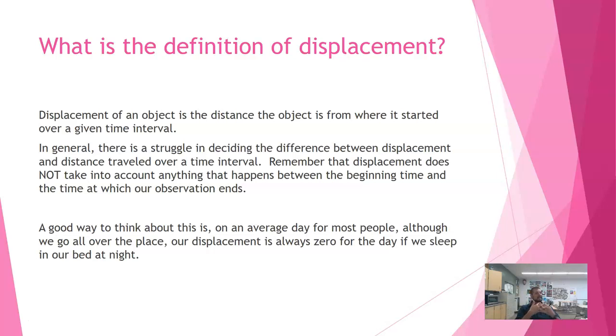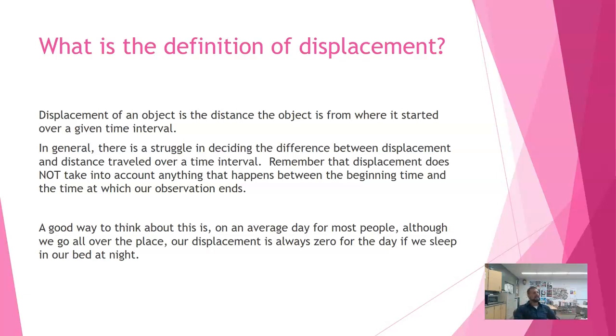Displacement does not take into account anything that happened other than the beginning time or the ending time. Let's say I go on a day trip where I visit the Great Salt Lake, which is about 45 miles away, give or take. I go out and visit it, and then I come back home. I've traveled 90 miles, so my total distance traveled would be 90 miles. But my displacement, because I only look at the beginning of the day and the end of the day, would be 0. So there is a difference between them.